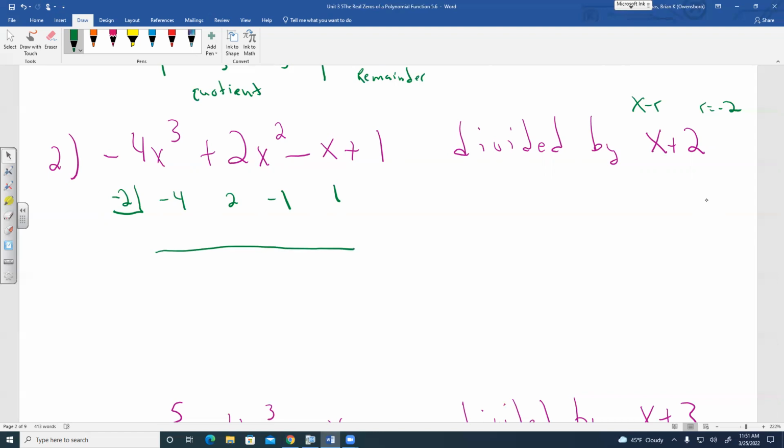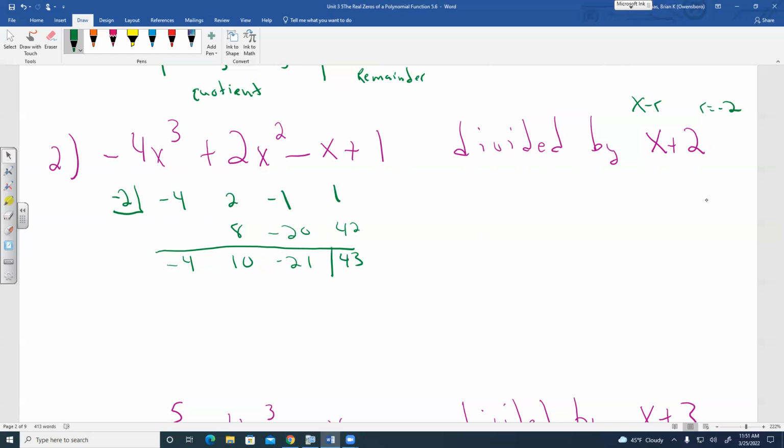And how synthetic division works is we just bring down the first term, the -4, and then we multiply -2 times -4. That gives us an 8. 2 plus 8 is then 10. And then we multiply -2 times 10, and that's going to be -20. -1 plus -20 is going to be -21. And -2 times -21 is going to be a positive 42. So my remainder would be 43.